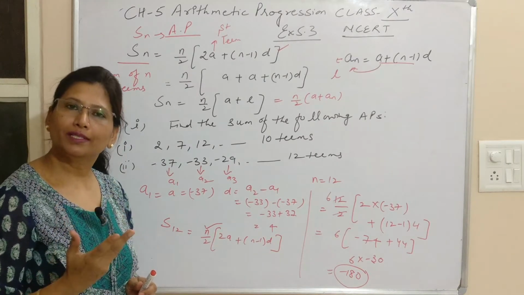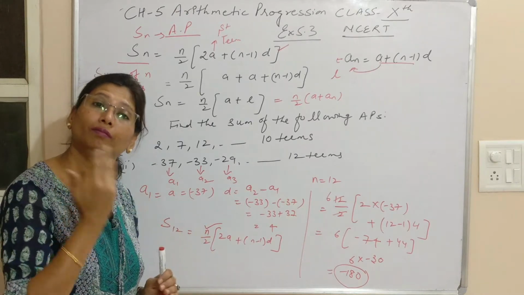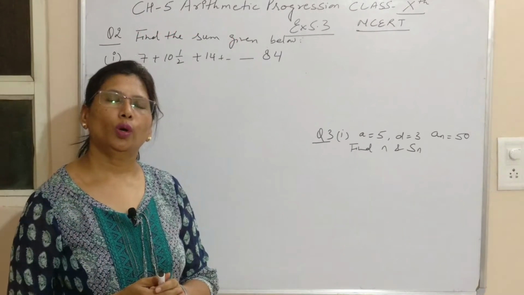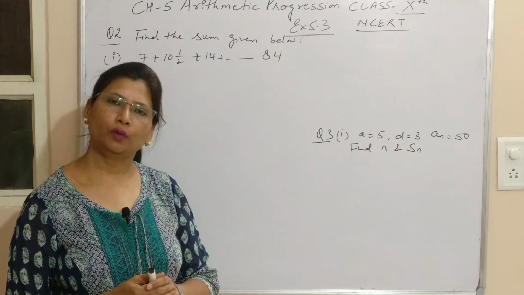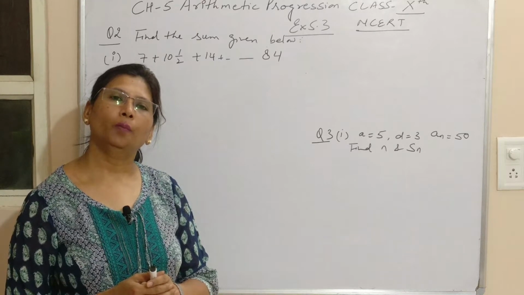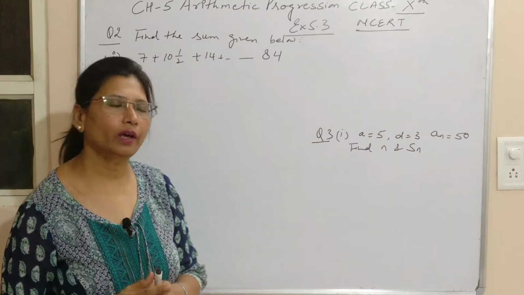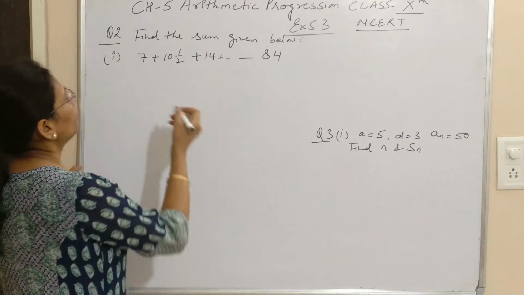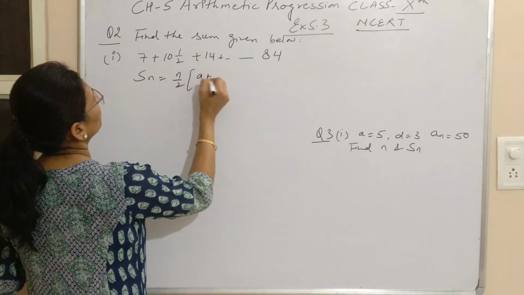Now I'll take question number 2. In question number 2, we have been given a series in which we have been given the last term. So just see how we carry this out. I'm taking one part of question number 2. But in this question, the important part is we don't have n, the number of terms. So we have to find how many terms are there. You can use this formula, Sn is equal to n by 2 a plus an.